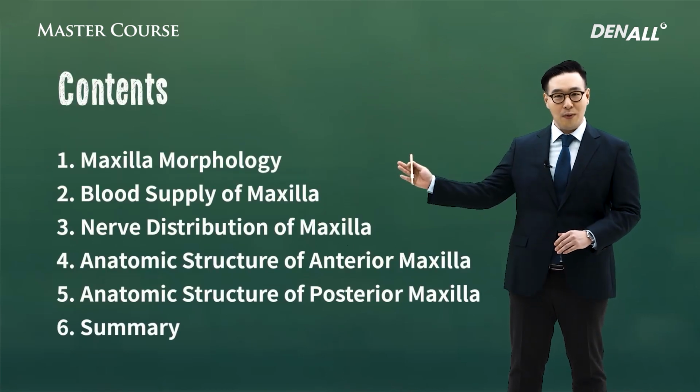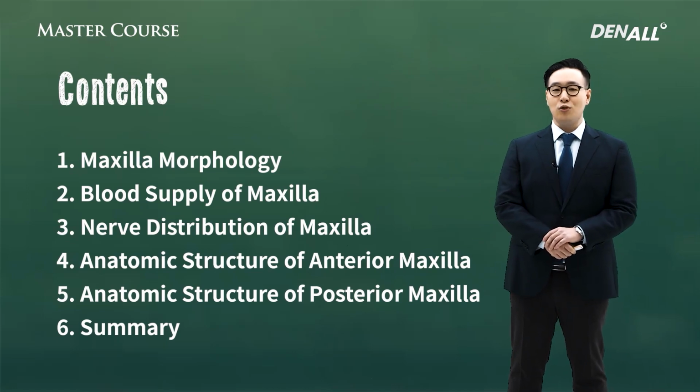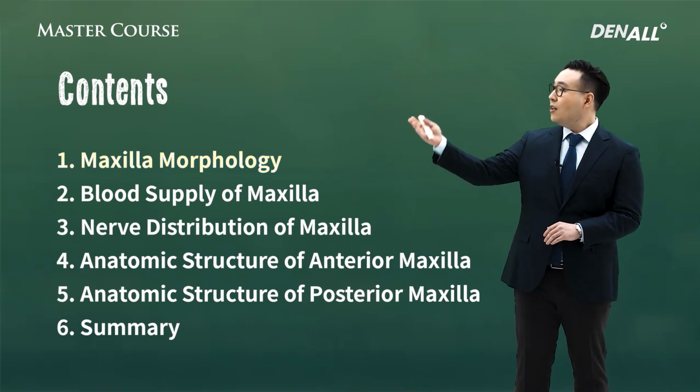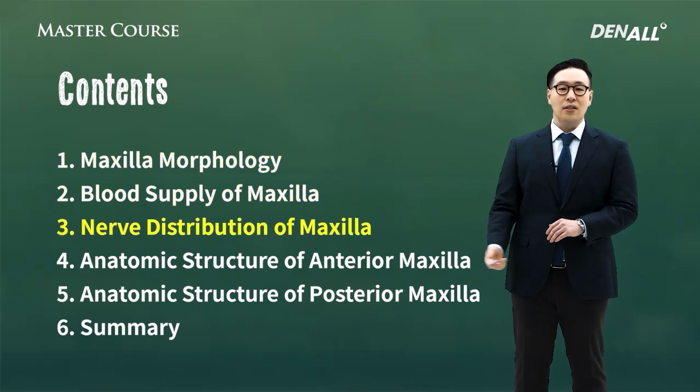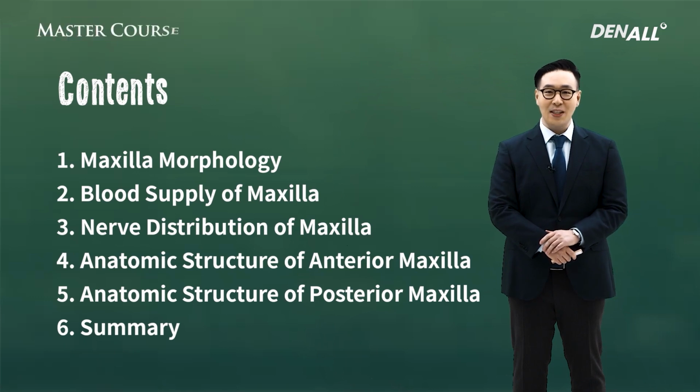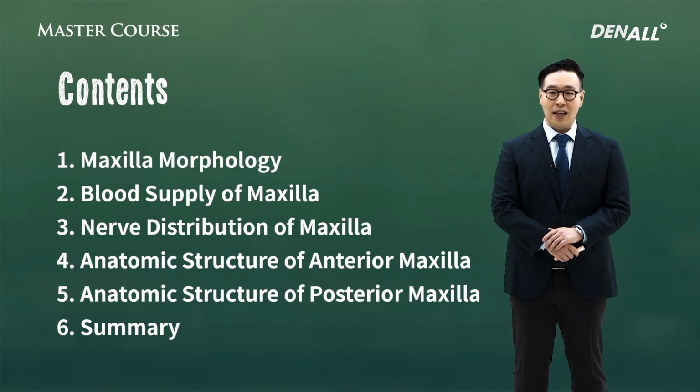So this is what I'm going to cover. I'm going to first start by looking at the maxillar morphology. Then I'm going to talk about the blood supply and nerve distribution of maxillar side. Now, at school, you would have already learned about the anatomy of the maxilla, but we are revisiting this again for successful implant placement. So, if you are trying to place implant on the maxillar side, what are the things you need to look out for in terms of anatomic structure for anterior as well as posterior is what I'm going to cover also.